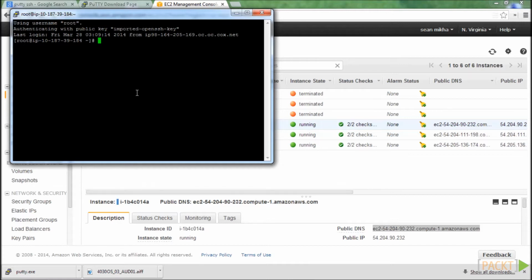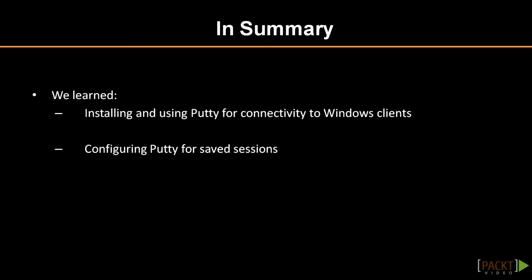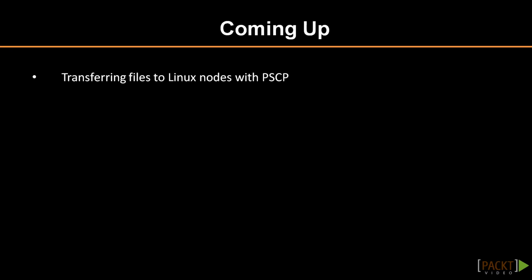Once we're logged in, we type whoami, and we see that we're logged in as root through the PuTTY session. So to summarize, we learned how to install PuTTY and download the client. We learned how to save the session and connect to it so that we have the root name and the .ppk file all ready to go with the config save session. Coming up, we'll be talking about how we can transfer files over to Linux, doing it to our Amazon EC2 instances using the PSCP tool.